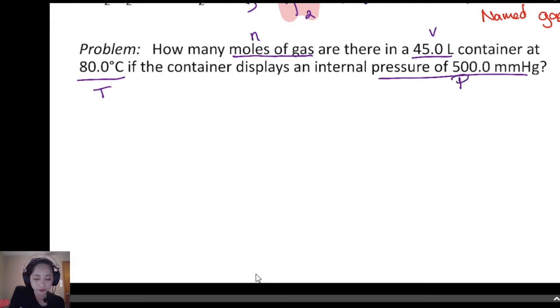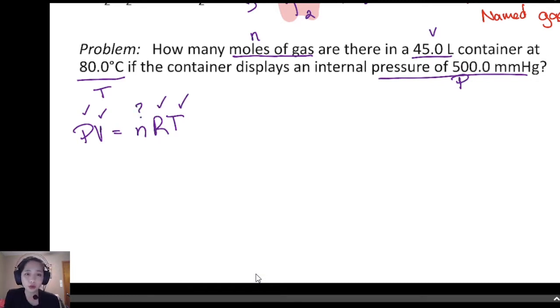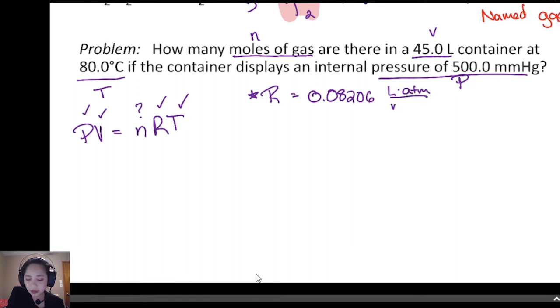That is a pressure. So if I take our PIVNERT equation, let's just take inventory of what we have. Okay, so they gave us a pressure. They gave us a volume. They gave us a temperature. R is a constant, so we know that. So we need to solve for n, our number of moles. But remember what units things have to be in. So R is 0.08206 liter atm per mole Kelvin. So I need all the units that we put into the equation to match. So volume needs to be in liters, which it is, so we're good there.